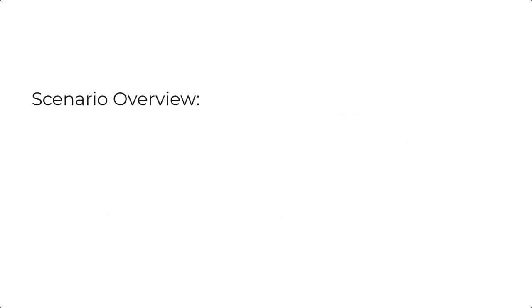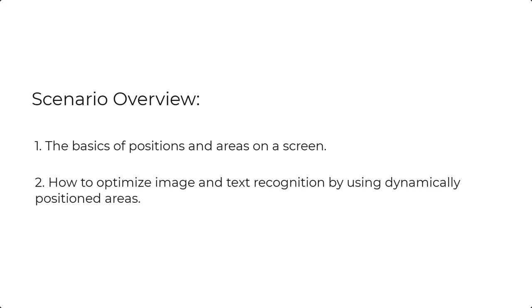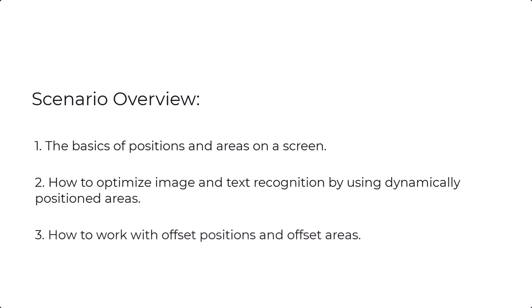Before we begin, let's understand the scenario overview. At first, we will learn the basics of positions and areas on a screen. Then we will learn how to optimize image and text recognition by using dynamically positioned areas. After this, we will cover how to work with offset positions and offset areas.